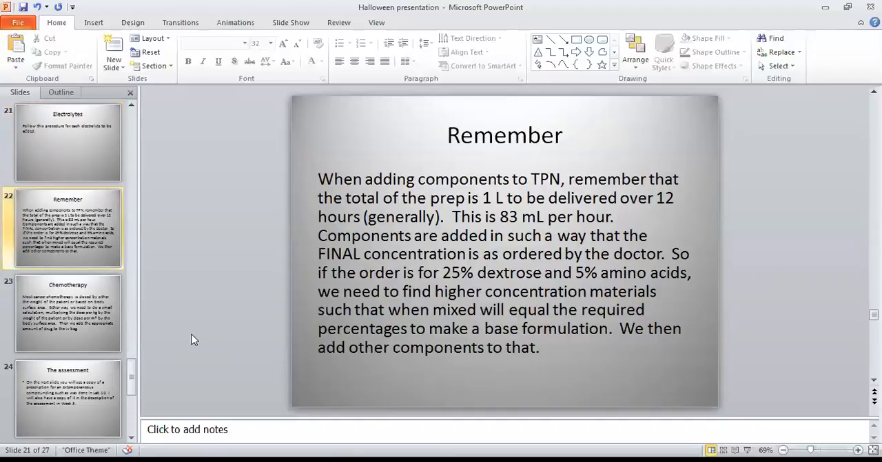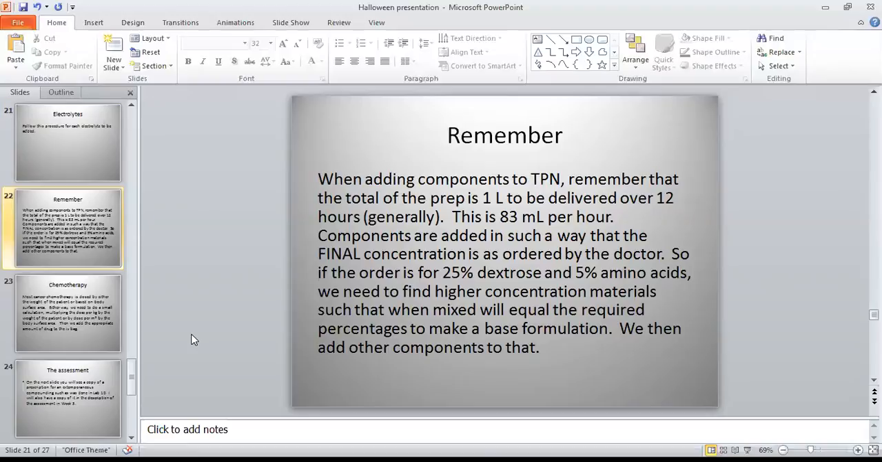One thing to remember is that when we're putting these components together, the total of the prep is a liter to be delivered over 12 hours at 83 milliliters an hour. We add these components such that the final concentration is what's ordered by the doctor.